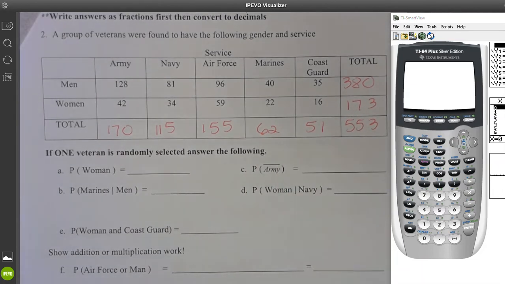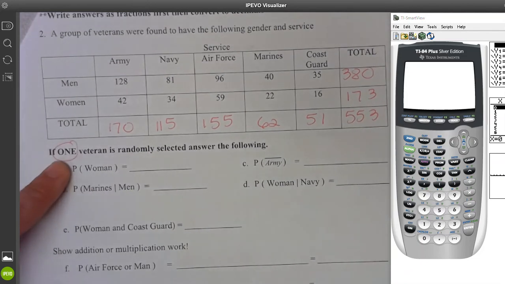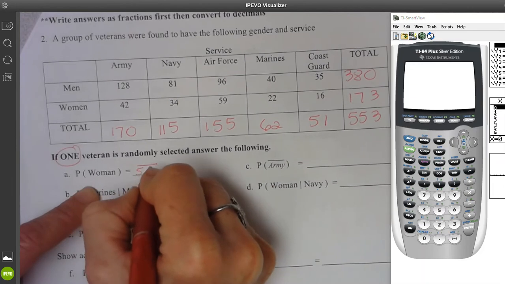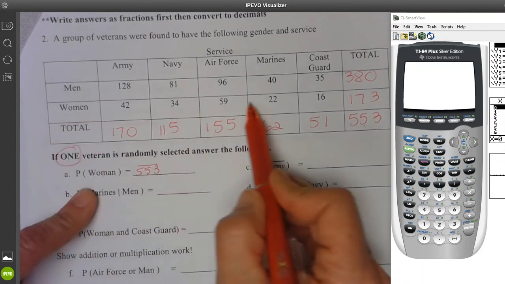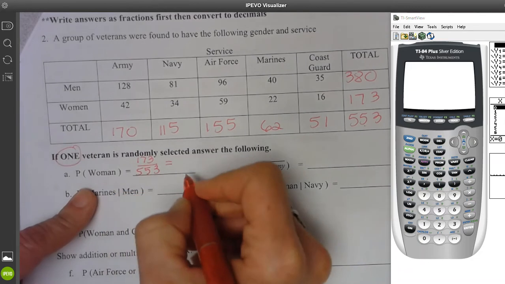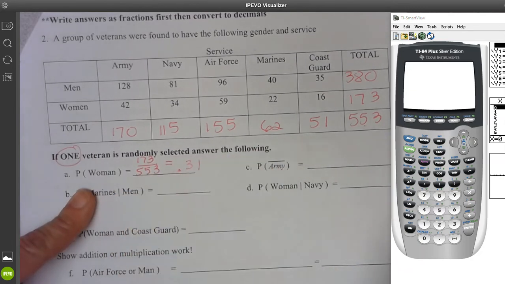So we want to look at, again, this is important, we're just going to pull out one person from this group, and we want to know what's the probability of getting a woman. There's a total of 553 people in this group, and of those we have the total for the women is 173. Doing the math, 173 divided by 553 is 0.31.